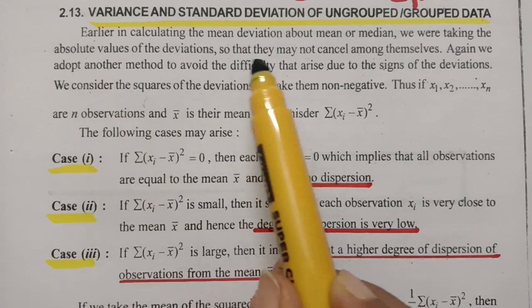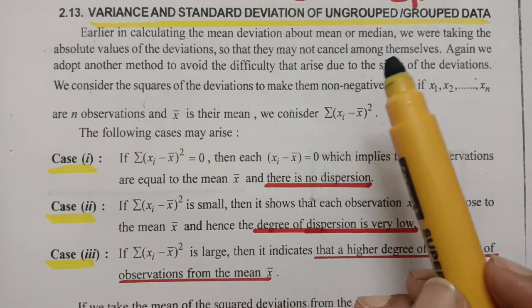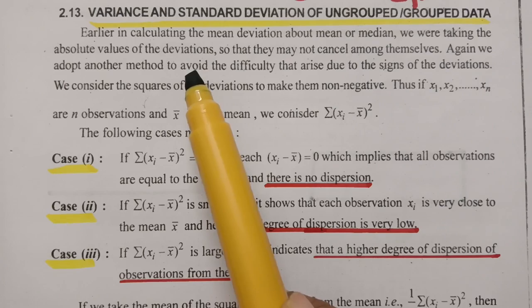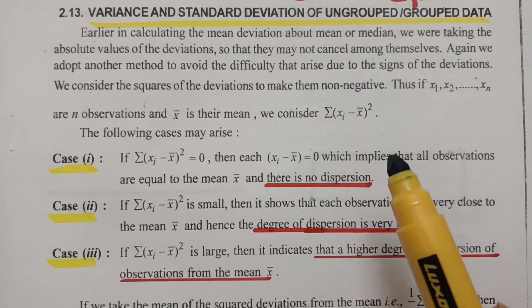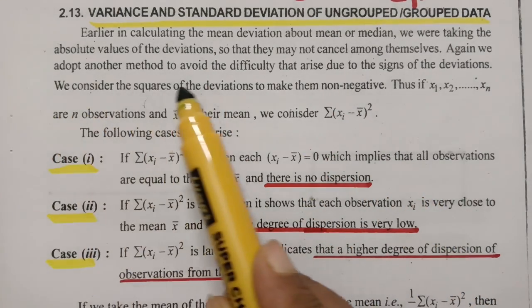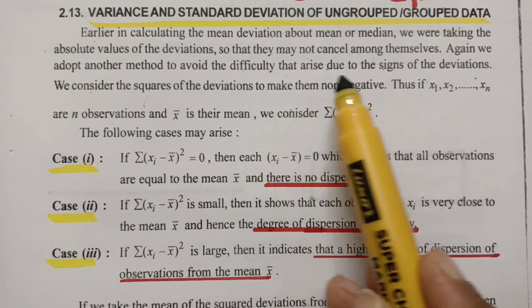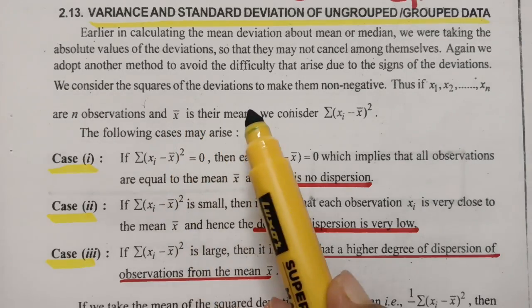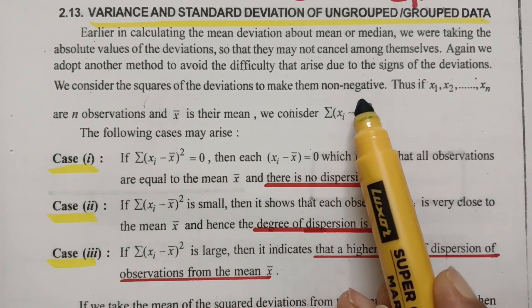Earlier, in calculating the mean deviation about the mean or median, we were taking the absolute values of the deviations so that they may not cancel among themselves. Again, we adopt another method to avoid the difficulty that arises due to the signs of the deviations. We consider the squares of the deviations to make them non-negative.